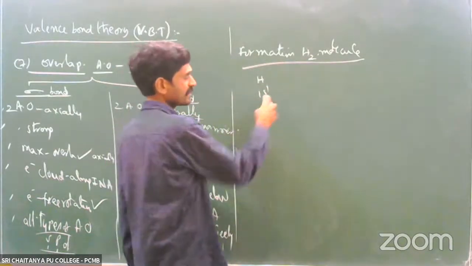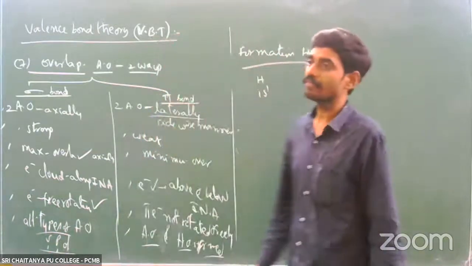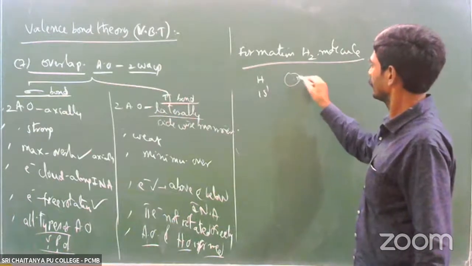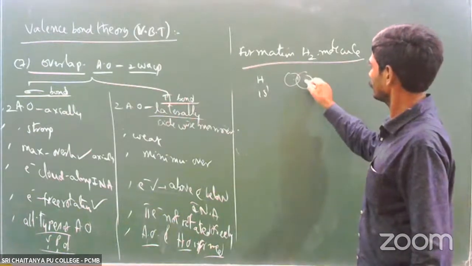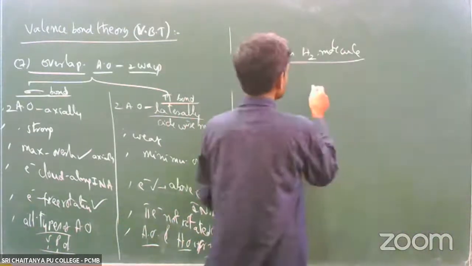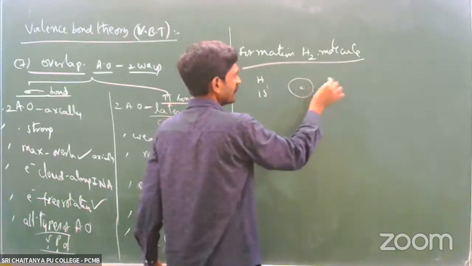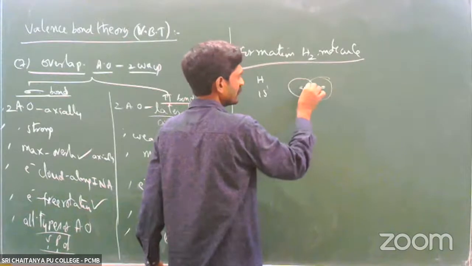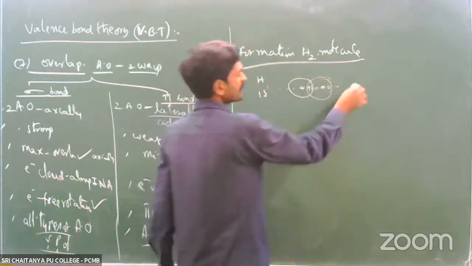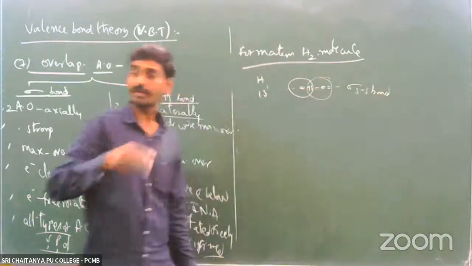So one electron is there in the s orbital. Another hydrogen also has an s orbital with one electron, a half filled s orbital. This is spherical in shape. The s atomic orbitals of both the atoms get overlapped axially, that is around the internuclear axis. Then they form a sigma ss bond.